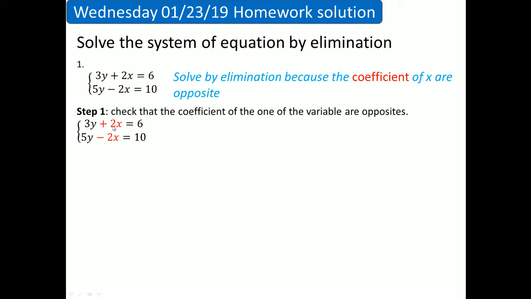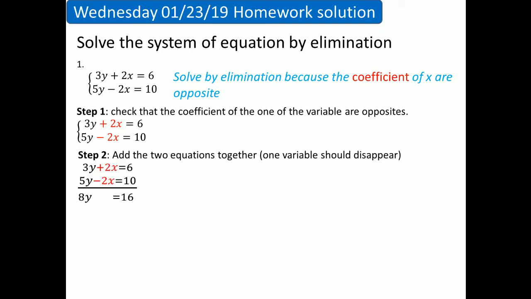Notice this is plus 2x and this is a minus 2x. Plus 2 and minus 2 are opposites of each other. So if we add them, this should become 0, or it should essentially disappear. When it disappears or becomes 0, that is what I mean by elimination. It is now gone. So step 2, I'm going to add the two equations together. Notice that one variable should disappear.